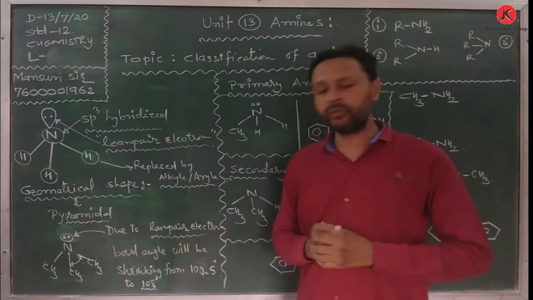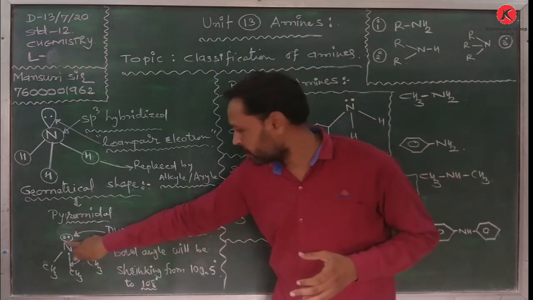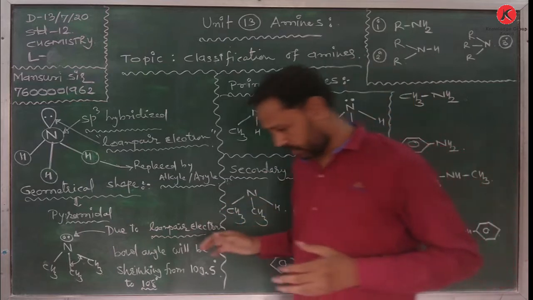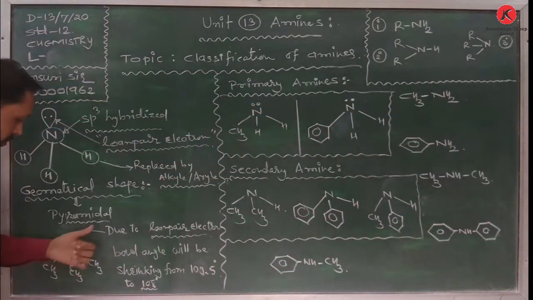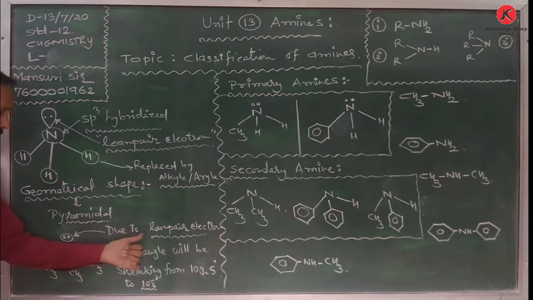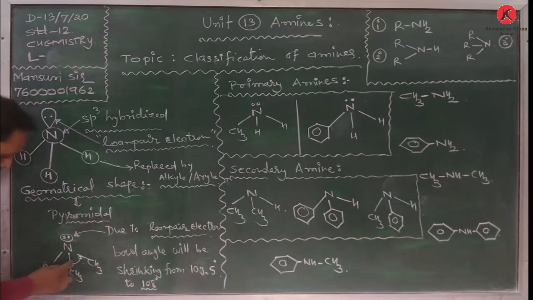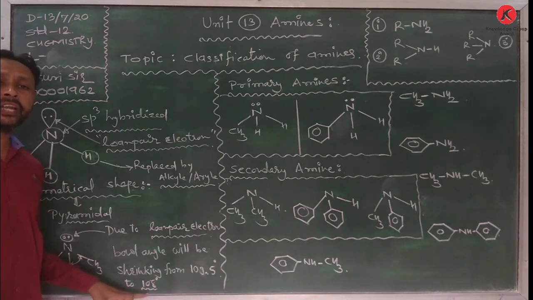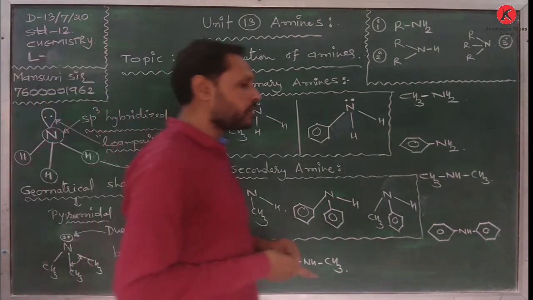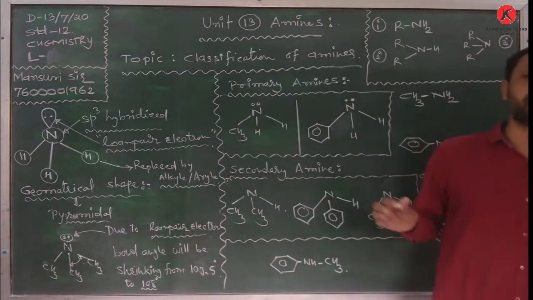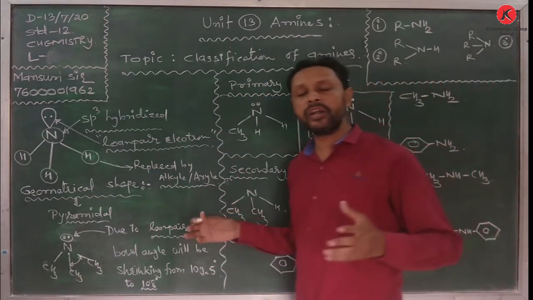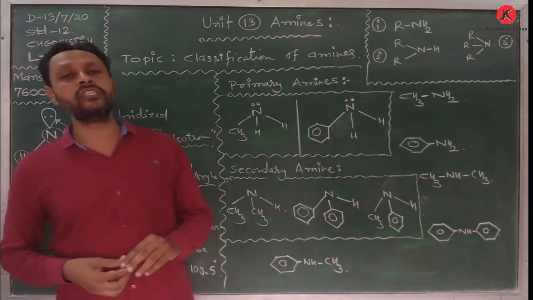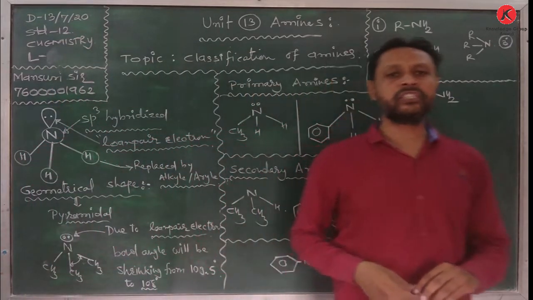Three hydrogens are replaced by methyl groups and we form trimethylamine. In this amine compound, nitrogen has a lone pair of electrons. Due to the presence of the lone pair, the C-N-C bond angle shrinks from 109.5 degrees to 108 degrees.